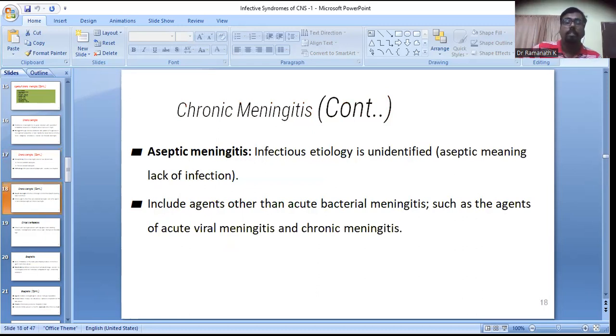There is another terminology which comes in chronic meningitis, that is aseptic meningitis. The infectious etiology is unidentified, aseptic meaning lack of infection. Most of the time it is viral meningitis, where there won't be any changes in the inflammatory cells, and the CSF findings will look normal as far as the infectious inflammatory cells are concerned. That is why it is called aseptic.